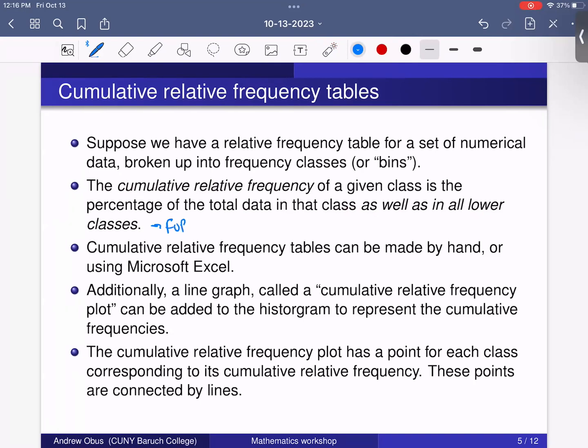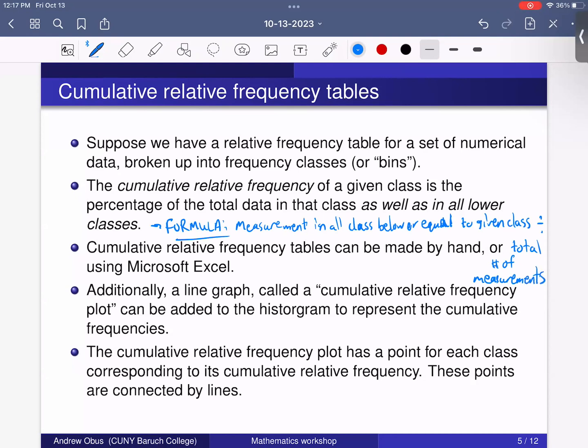So if you want a formula, it's measurements in all classes below or equal to the given class divided by total number of measurements. So you look at the measurements in all classes below or equal to the given class, divided by the total number of measurements. As opposed to the standard relative frequency, which would just be the measurements in the given class divided by the total number of measurements.